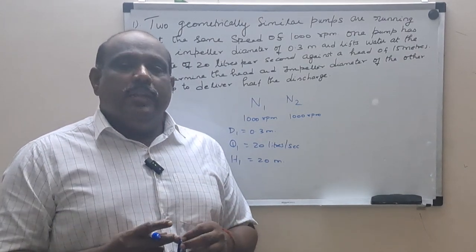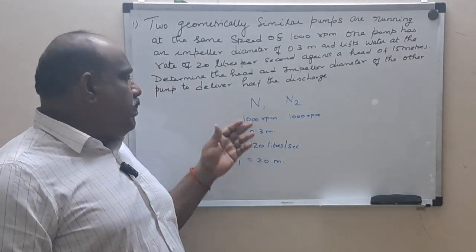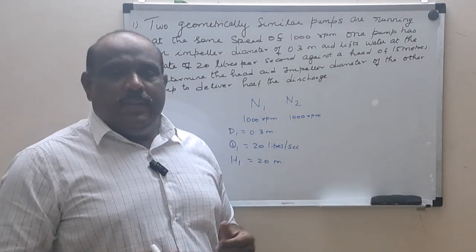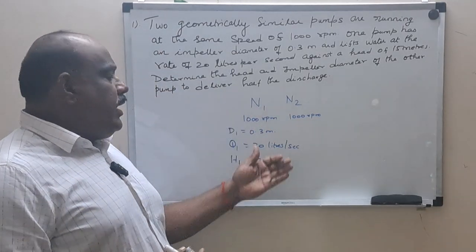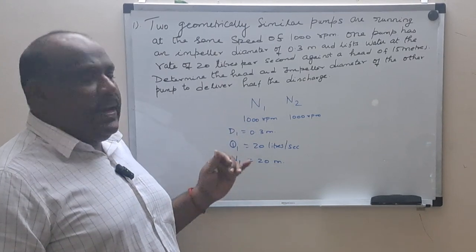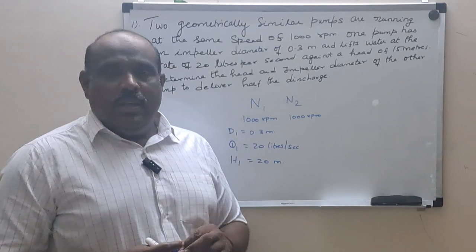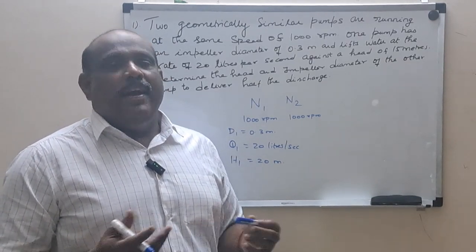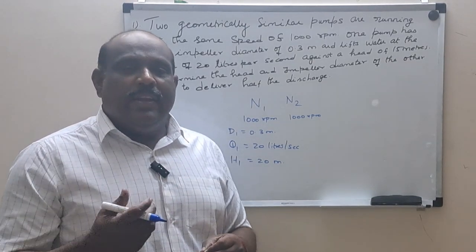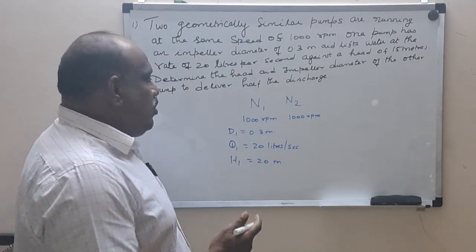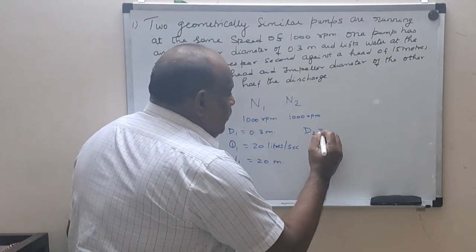So what may be the question? They told there are two pumps. Both the pumps have the same speed, 1000 rpm, and the data for the first pump is given as the diameter is 0.3 meter, Q1 is 20 liters per second, H1 equal to 20 meters. What may be the question? There's no need to study the question. We can frame our question on our own.